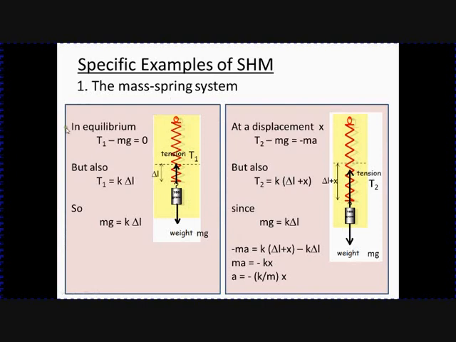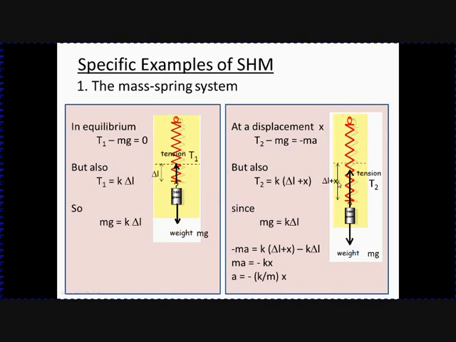So here's our setup. This is just hanging the mass on a spring. So we know that there's a tension from the spring, which I've called T1. We've got a weight down, which is mg. And we know it's in equilibrium, therefore T1 minus mg, the force up minus the force down, must be equal to 0. But you'll also remember Hooke's law for the extension of a spring, which is that the force you apply to the spring is K delta L. And we can see from this equation that T1 equals mg, so mg equals K delta L. That's just hanging the mass on the spring and leaving it alone in equilibrium.